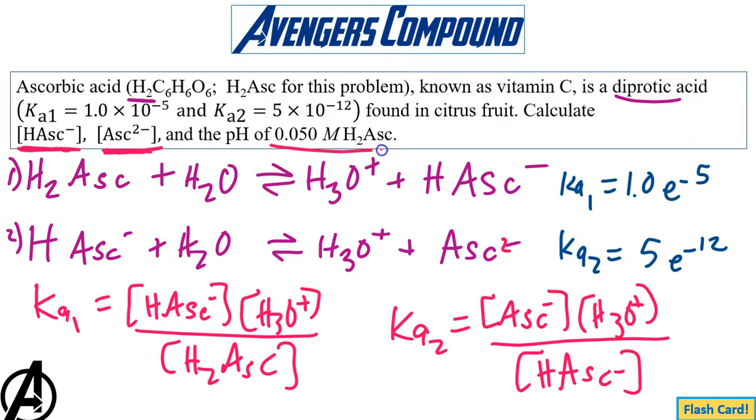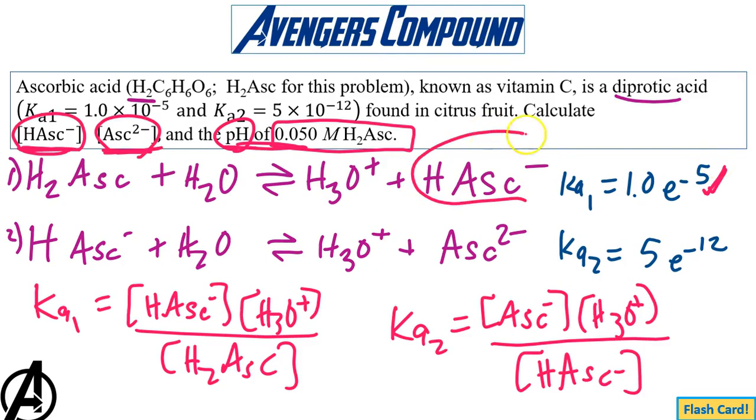Okay, so they give us the initial amount of our H2ASC. And we're asked to get the equilibrium amounts of this particular species and this particular species. Okay, folks, they also want us to get the pH too. So let's check. We know we have to focus on our first Ka value for our RICE table, right? So if we get our Ka value, we effectively are going to get the concentration of HASC minus. So then we'll have this concentration. We can get this concentration. We already have our Ka1 value, and we can use that in our RICE table to help us get all these different concentrations here, right?